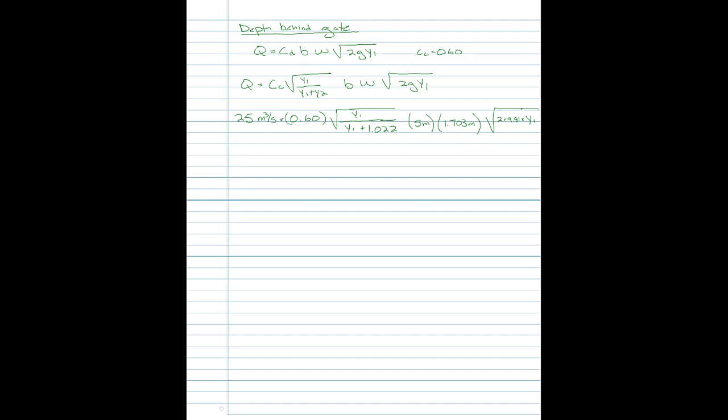So y1 is in a couple of different places here. Put it into the solver. And if you don't have a calculator that'll do solver, you can of course put this equation into Excel and play around with different values of y1 until whatever value of y1 gives you the flow rate of 25 cubic meters per second. When we do that, we get that the depth is 1.883 meters, and so this is the depth upstream of the gate.